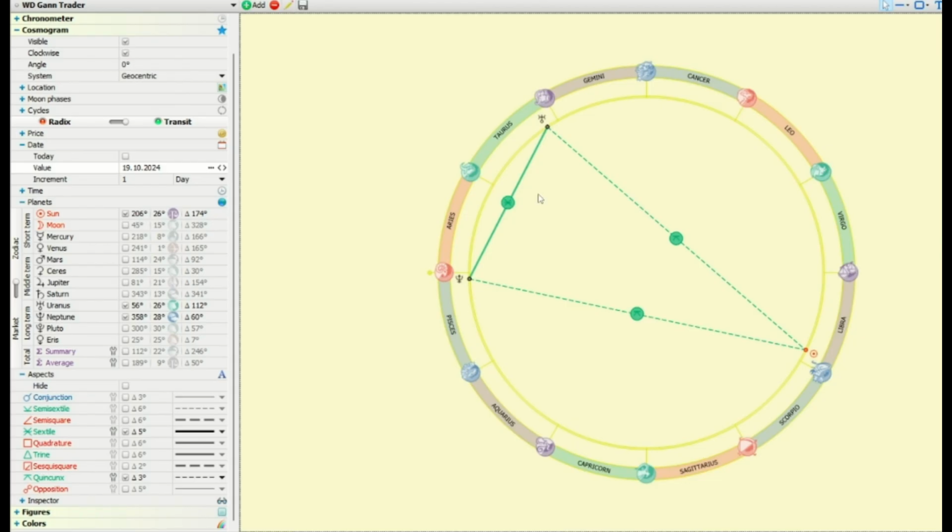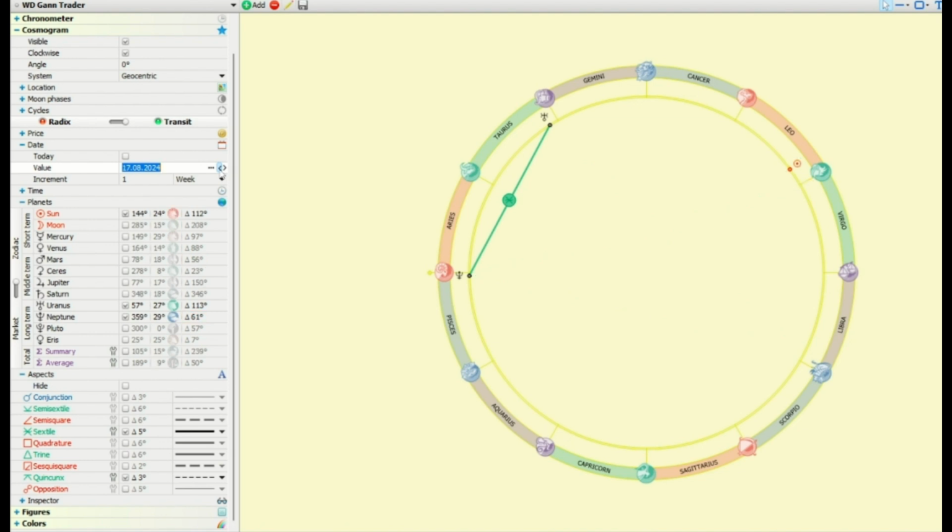Here it is. Now let's backtest it and check whether it is working or not, and what its accuracy is. Let's go back in the past, change it to week, and go in the backward direction till we see the same pattern again. Change it to day. Here you can see the pattern again.